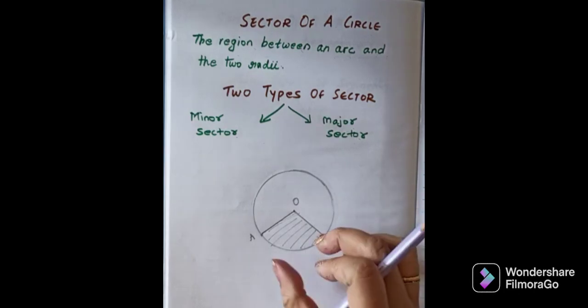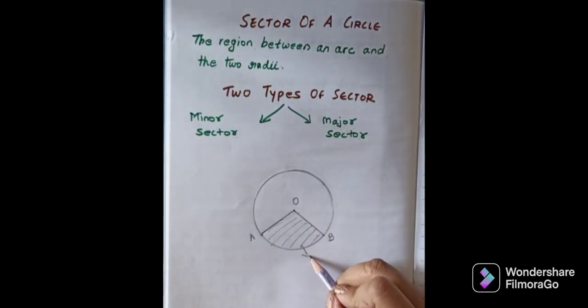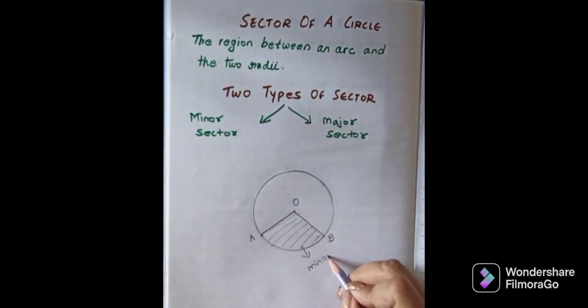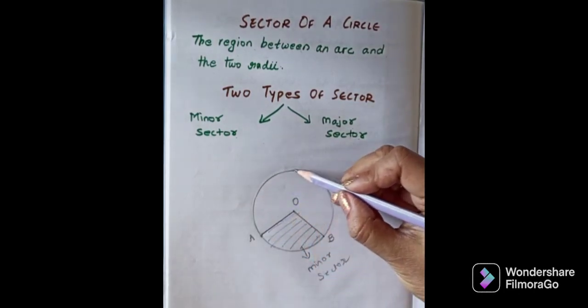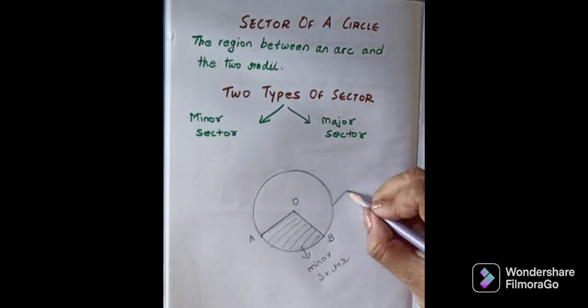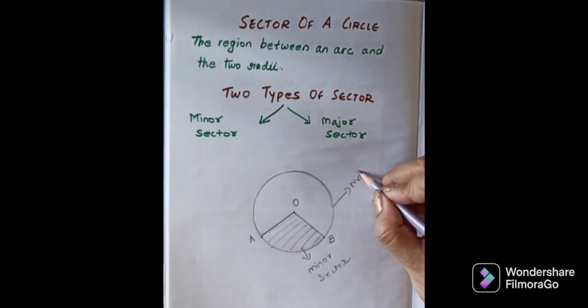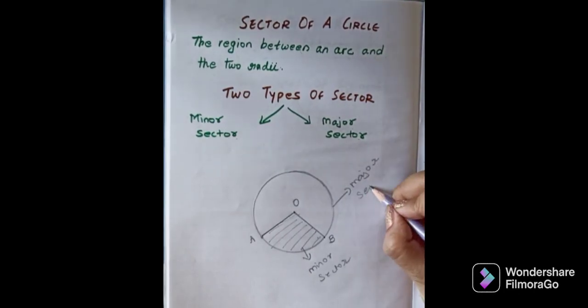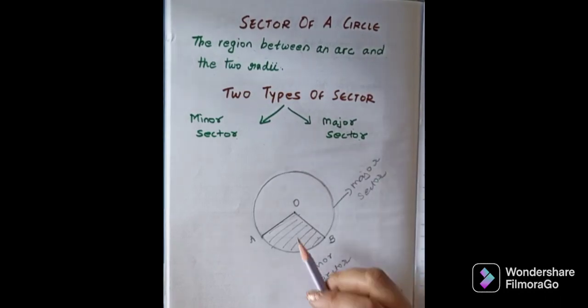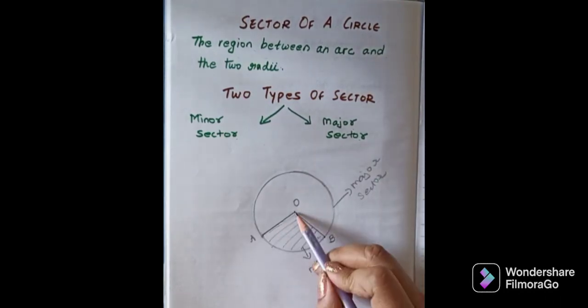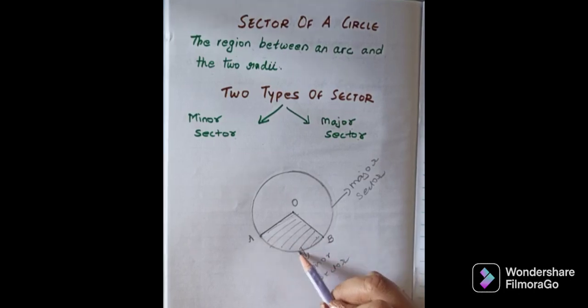And because it is a small part of the circle, that's why it is called a minor sector. And the rest of the part, you can see this part, the major arc and the two radii, it is a big part, and that's why it is called a major sector. So student, you have to note that a sector is formed by two radii and one arc.